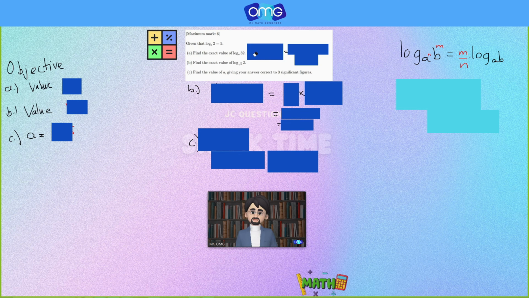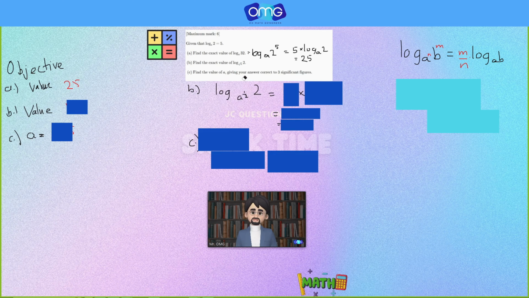This will be useful for parts a and b. Log base a of 32, where 32 is 2 to the power of 5, makes 5 times log base a of 2, and log base a of 2 itself is 5. So this is 5 times 5, which is 25, and the answer for a is 25. Log base a of the square root of a, where the square root of a is a to the power of half, makes 1 over half times log base a of a, which equals 2 times 5, which is 10. And 10 is the answer for b.